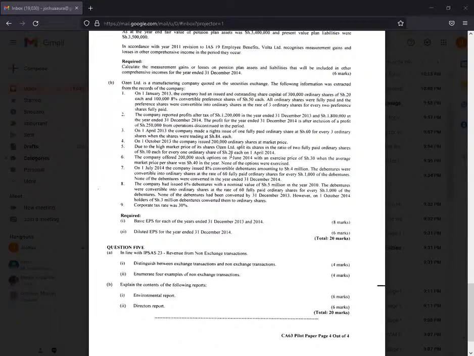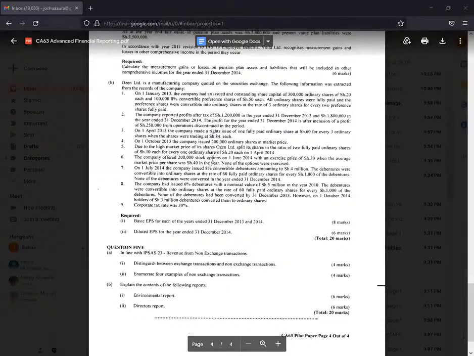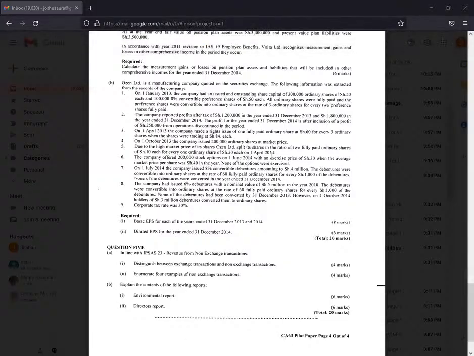So due to the high market price of its shares, the company split its shares in the ratio of 2 fully paid ordinary shares of shillings 10 each for every 1 ordinary share of shillings 20 each on 1st April 2014.